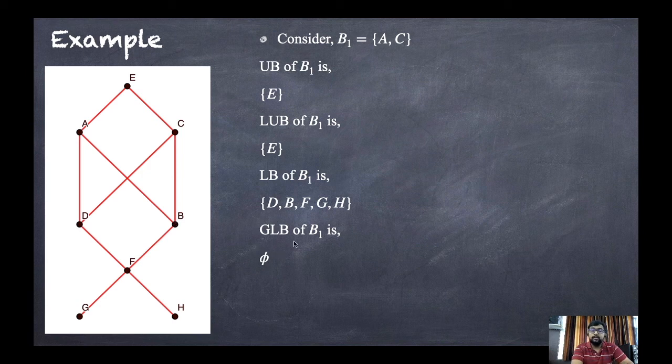So this is a very good example in which the lower bounds are 5 elements, but the greatest lower bound is phi. In the previous sum we discussed that if the lower bound is phi, then the GLB is phi, that is obvious. But here the lower bounds are 5 elements, but the greatest one is phi, that means empty. Let us discuss the second set, and that is DB.